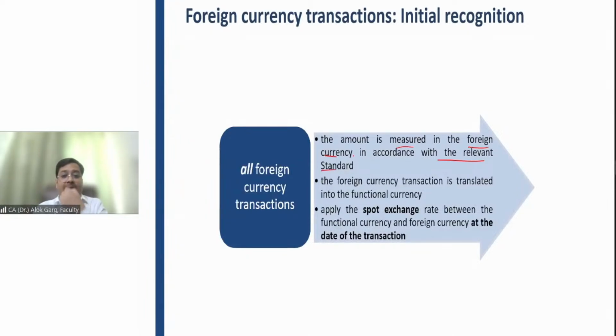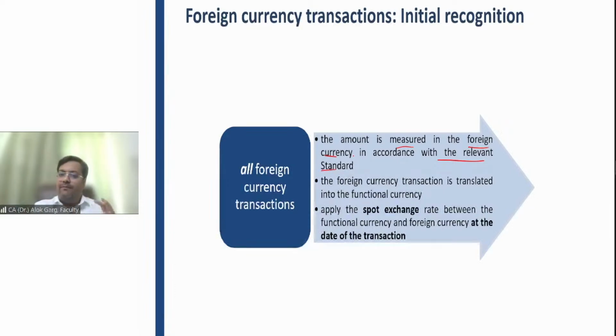In accordance with the relevant standard. So first of all, relevant standard means inventory has to be recognized as per Ind AS 2. Your financial liability has to be recognized as per the financial instrument standard. If it is a fixed asset, it has to be recognized or measured as per Ind AS 16 PPE. So this standard does not talk about the recognition of asset and liability. This standard only talks about the recording of the foreign currency transaction, the translation of foreign currency into functional currency, the translation of foreign currency into the entity's reporting currency, right?